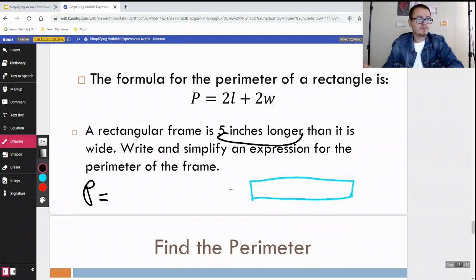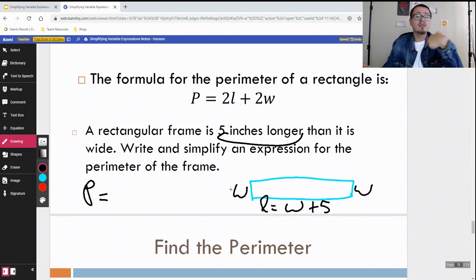Well, it's going to be W, right? There's the width. How long is the length? We don't know, but we do know it's 5 inches longer than the width. So we can say that L is equal to W plus 5. So let me just clarify what I did here. I don't know length in terms of L. They didn't say length is this. What they said is length is 5 inches longer than it is wide.